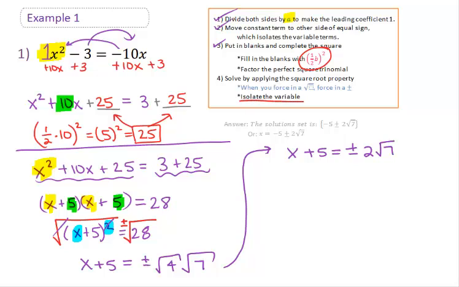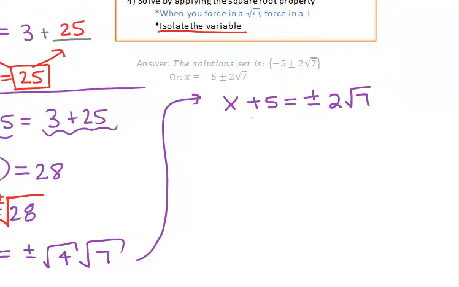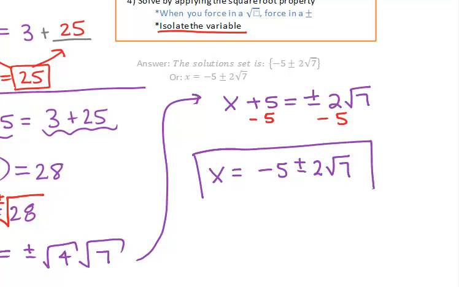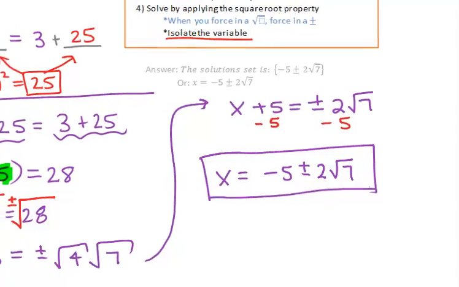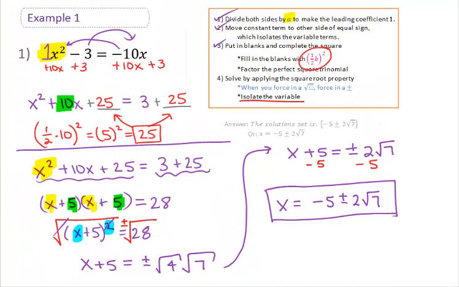At this point, we need to isolate our variable completely, so we subtract 5 from both sides. And we have our final answer of x equals negative 5 plus or minus 2 square root of 7. So we have solved this problem using the complete the square process.